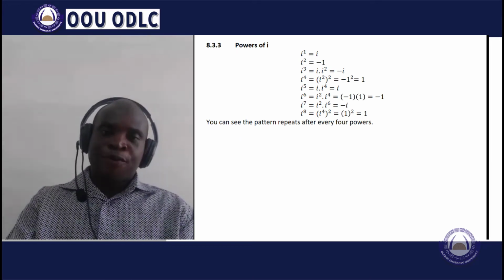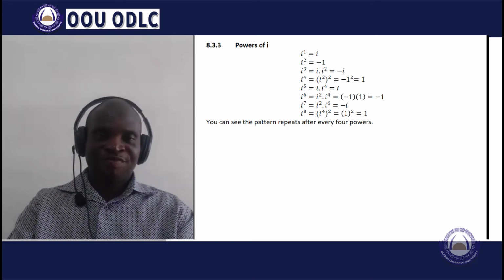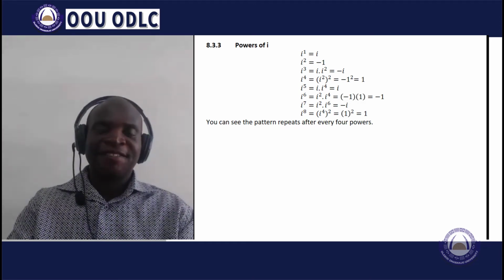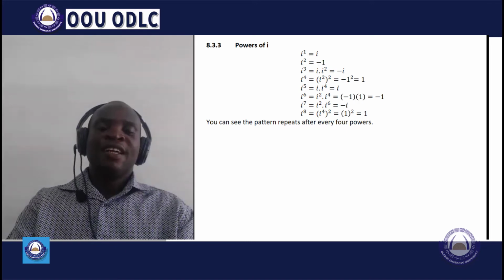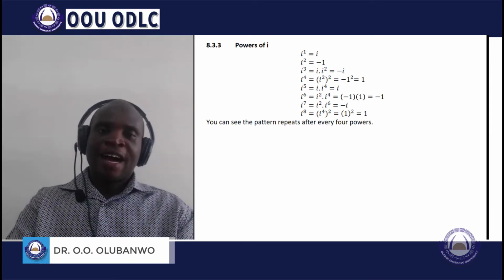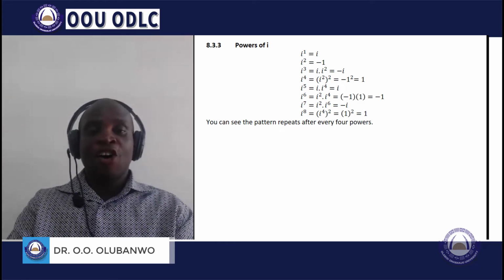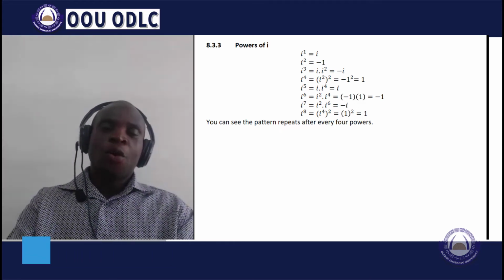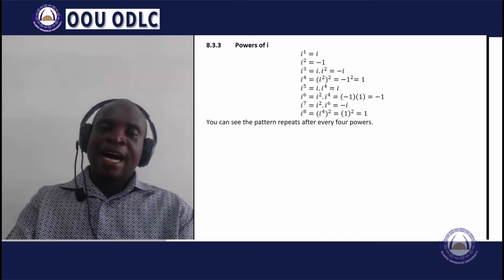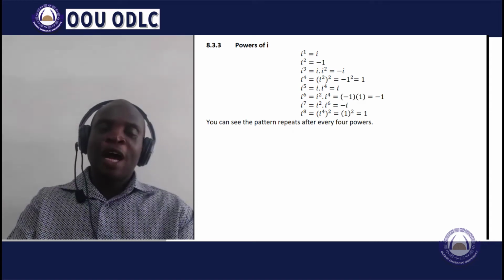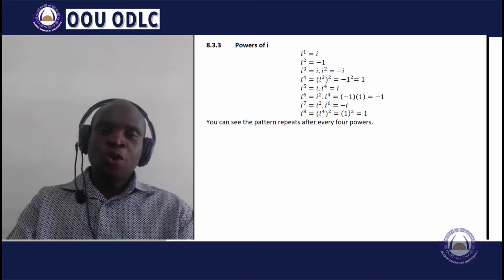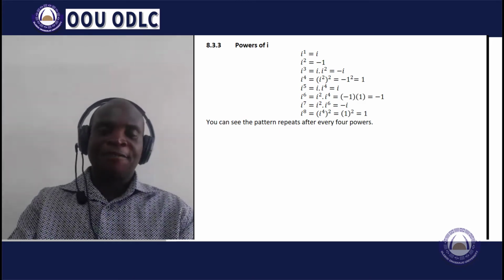Powers of i. From knowledge of multiplication, i raised to power 1 will give me i. Then i squared will be i times i, which is minus 1. Then i cubed will be i times i squared, and I know i squared to be minus 1. It will now be i into bracket minus 1, which will give us minus i.